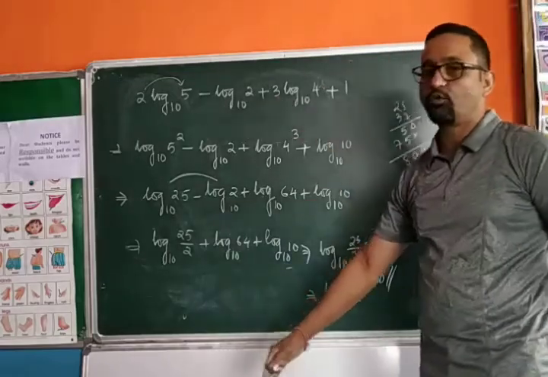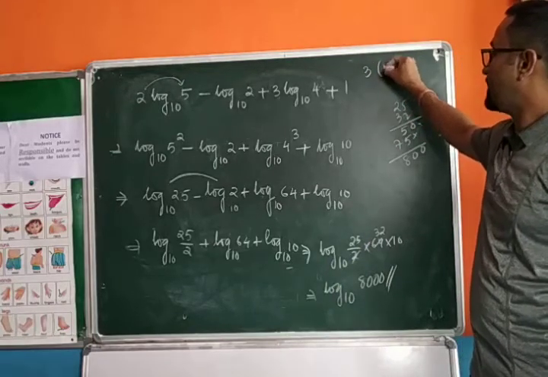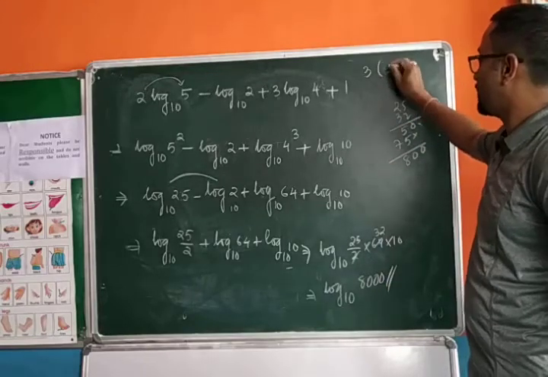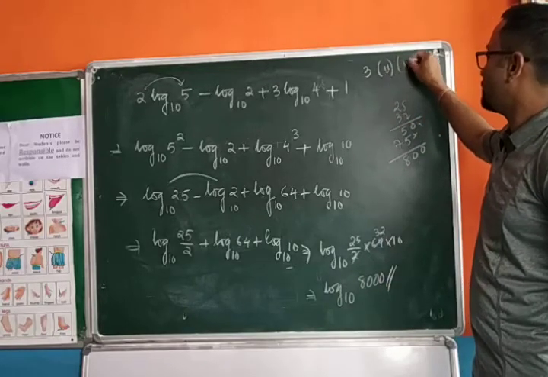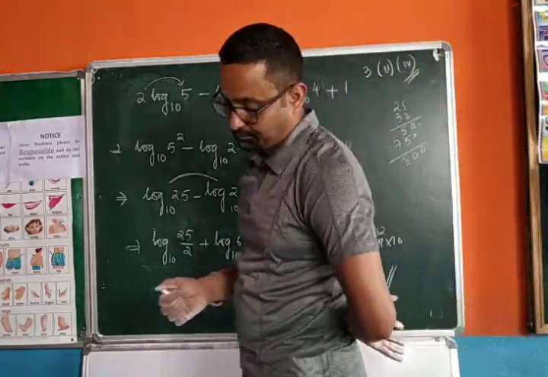So in similar way, you can solve question number 3. I did number 1. I did number 2. You can go for number 3. You can do number 4. Try to solve a few sums from the exercise.